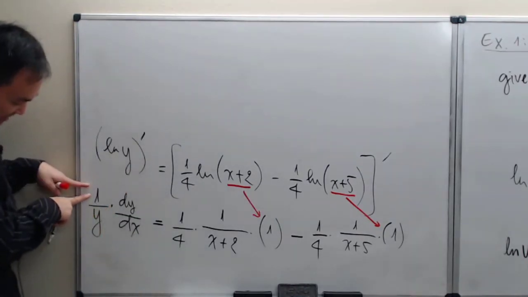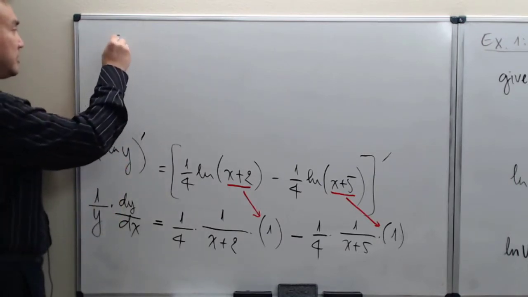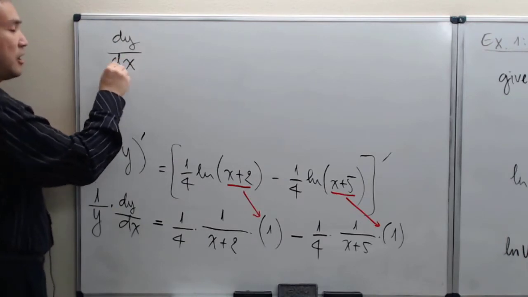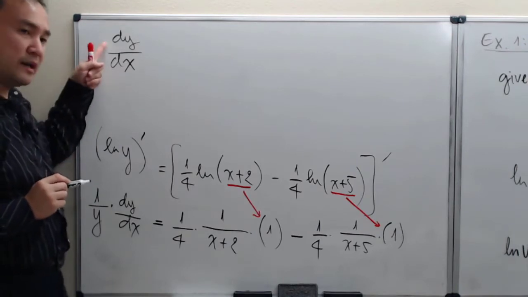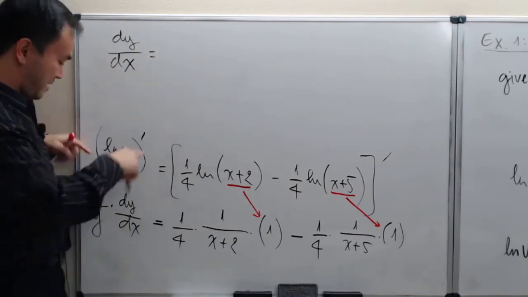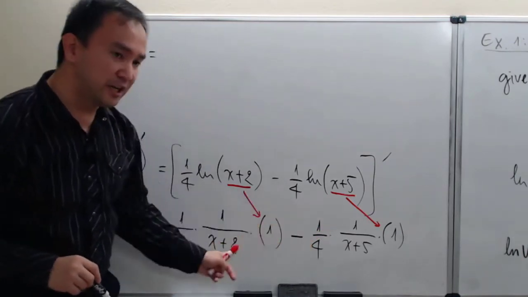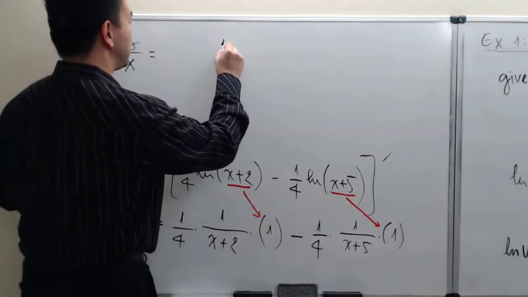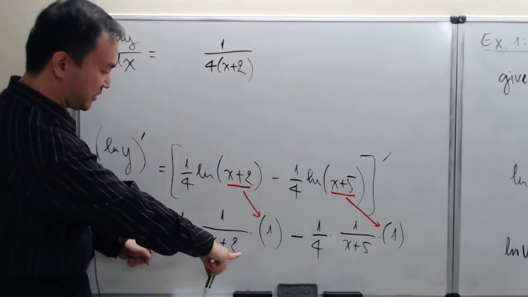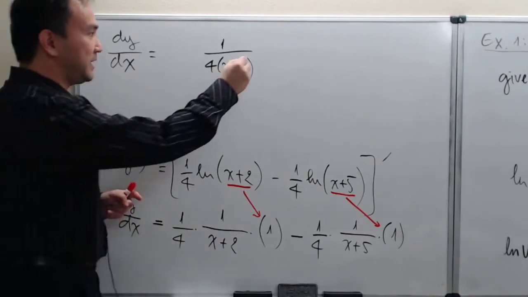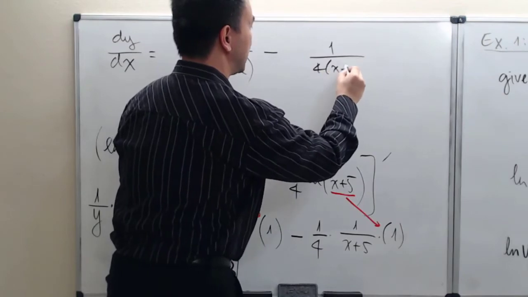Here I have a quotient, 1 over y, multiplied by dy/dx. Just like we're carrying on an implicit differentiation problem, I am going to solve for dy/dx as one explicit expression itself. To do that, all I'm doing now is multiplying by y on both sides. And by the way, let's clean up each of the terms a little bit. Now I have 1 over 4 times (x plus 2). That came straight out from the first term of our right-hand side. And then minus 1 over 4 times (x plus 5).